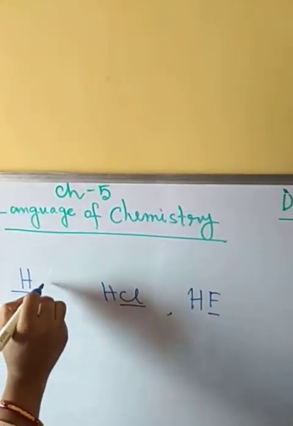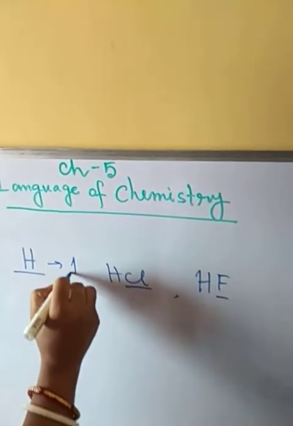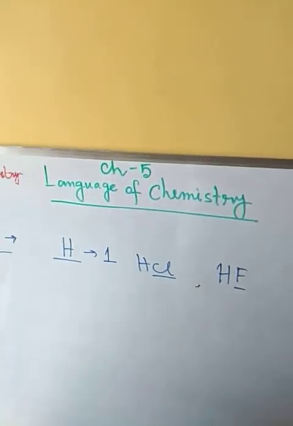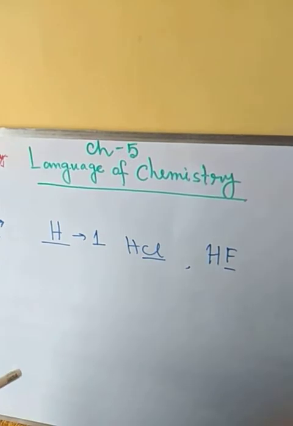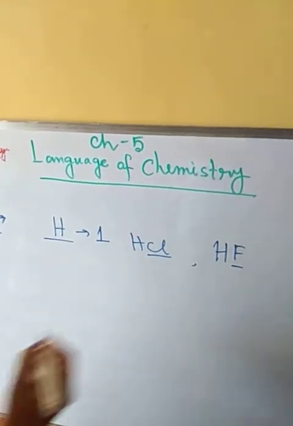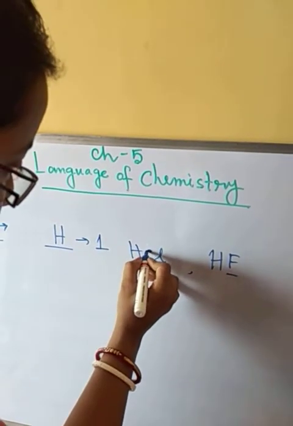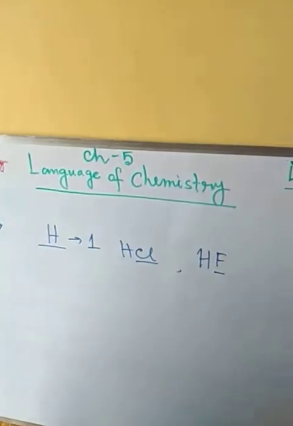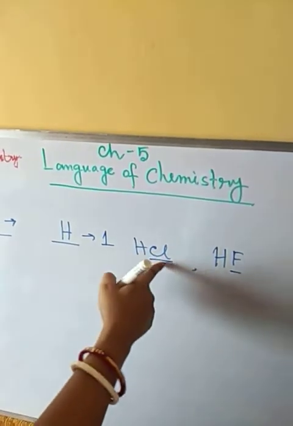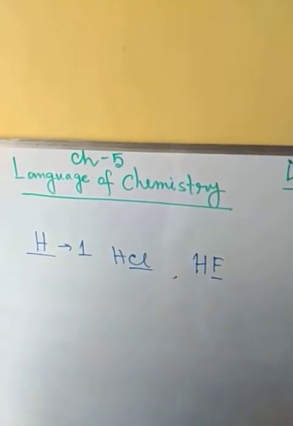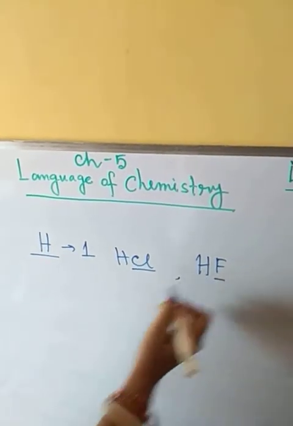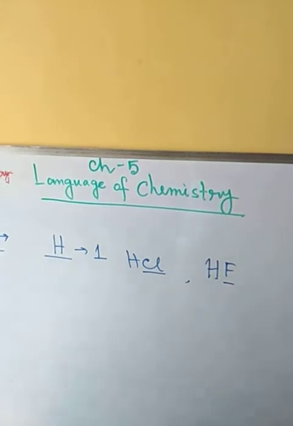So hydrogen's valency will be 1, as one hydrogen can combine with one element only at a time. Like this, chlorine is combining with one hydrogen, so chlorine's valency is also 1. Here fluorine's valency is also 1. So like this we will be representing the valency of the elements.